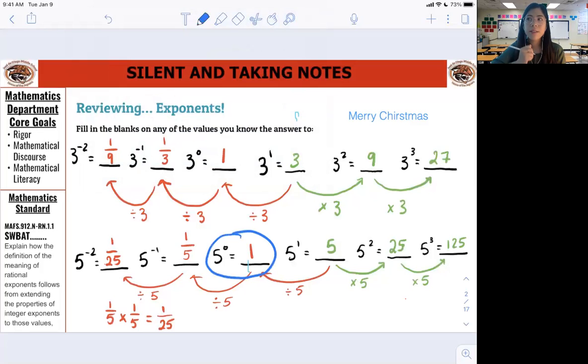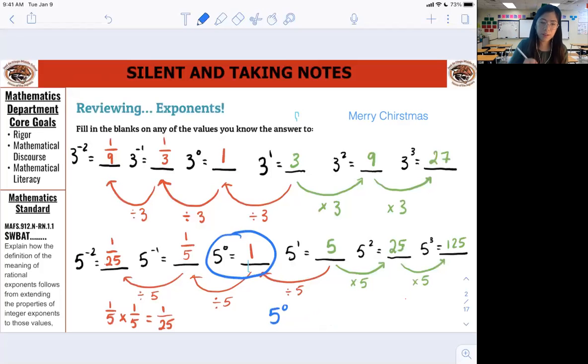Remember that exponents aren't telling you to multiply by that number, right? If I have 5 squared, I'm not doing 5 times 2. What am I doing? 5 squared is 5 times 5. So the exponent is not telling you to multiply by that number. It's just telling you how many times to multiply by itself.